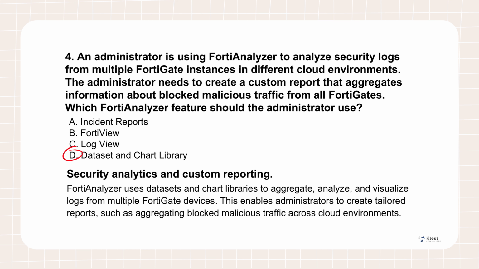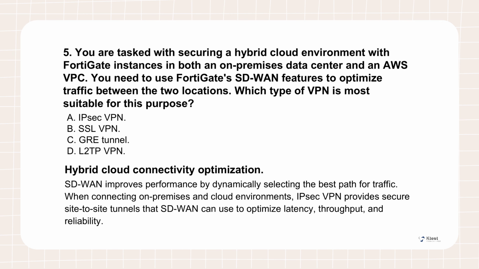Makes sense. You need both the central control and the tailored visibility. Okay, let's pivot slightly. Many organizations have that hybrid setup, stuff on-prem, stuff in the cloud. How do you securely link those worlds and maybe even make the connection work better, faster? The classic hybrid cloud challenge. This is where FortiGate's SD-WAN features really shine, usually working hand-in-hand with IPsec VPNs.